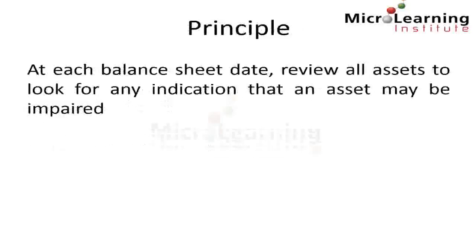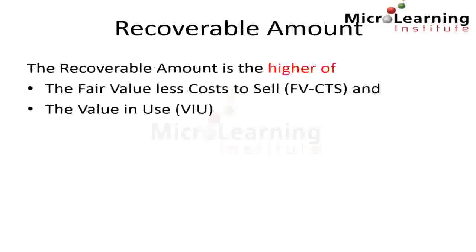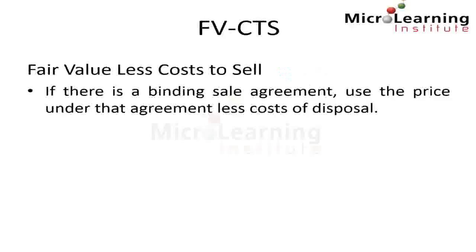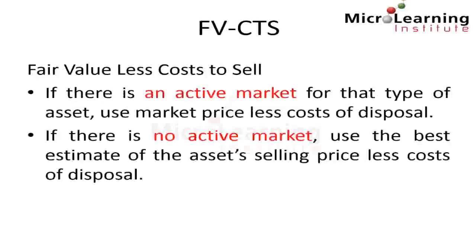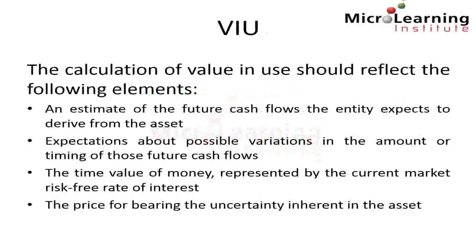IAS 36 requires that at each balance sheet date we review all assets to look for any indication that an asset may be impaired. IAS 36 defines the recoverable amount as the higher of the fair value less cost to sell and the value in use. To determine the fair value less cost to sell, we look to see if there is a binding sale agreement, and we use the price under that agreement less any cost of disposal. Alternatively, if there is an active market for that type of asset, we use the market price less any cost of disposal. Or if there is no active market, we use the best estimate of the asset's selling price less any cost of disposal. The calculation of the value in use of an asset should reflect the following elements.